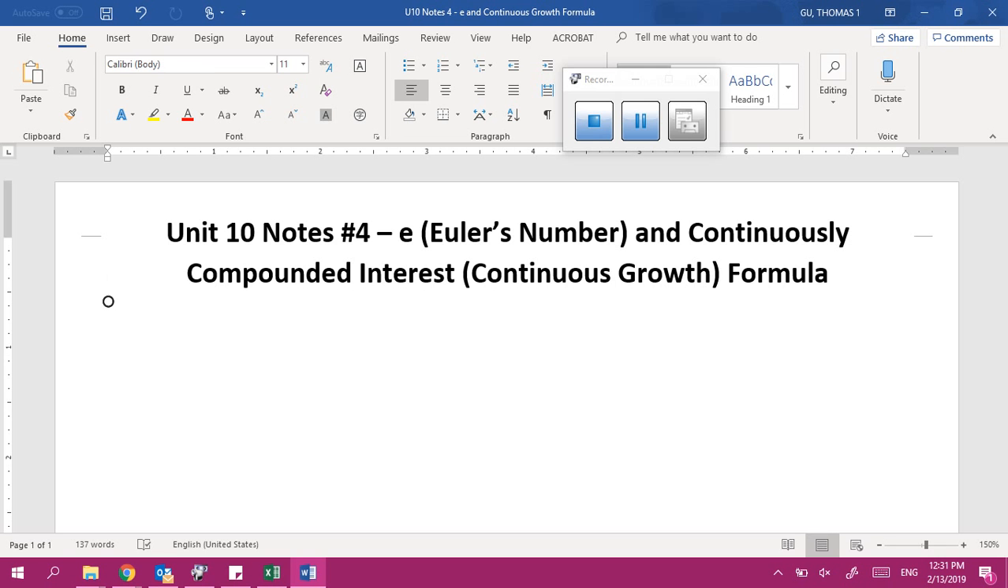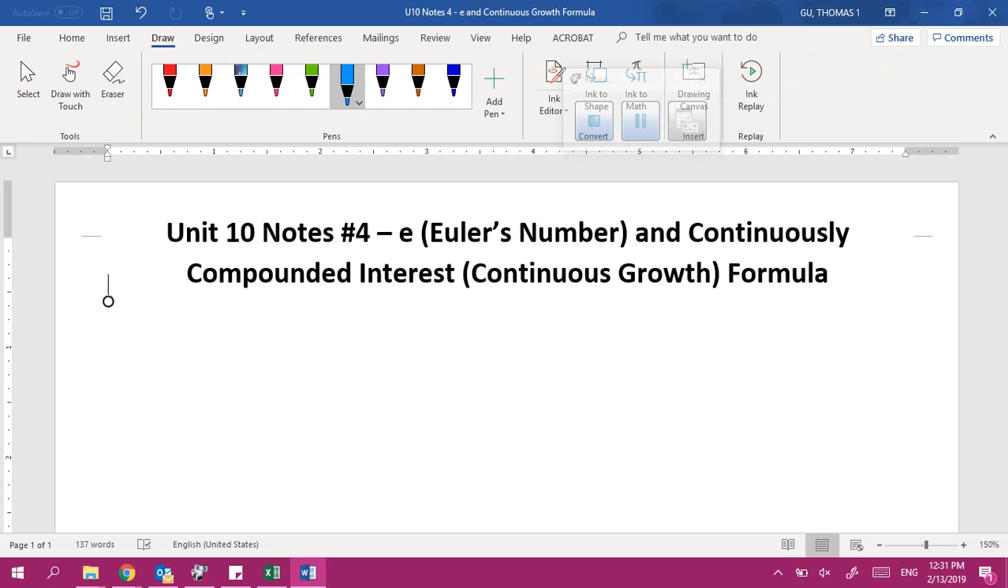E is also another famous number. It's called Euler's number. It looks like Euler, but the guy's name is Euler. He discovered this naturally.